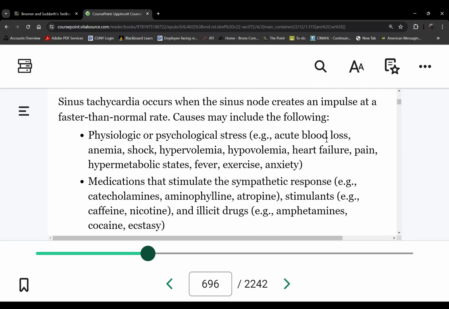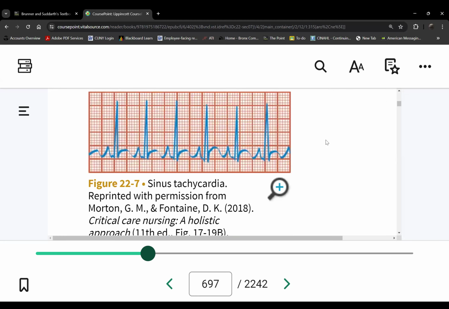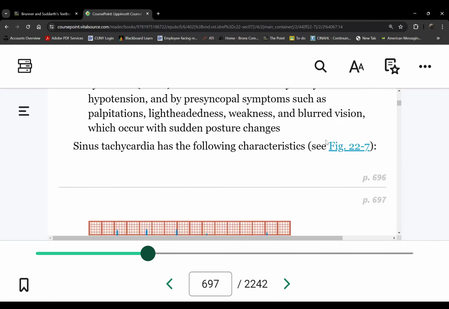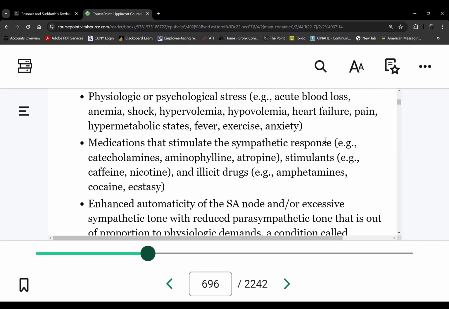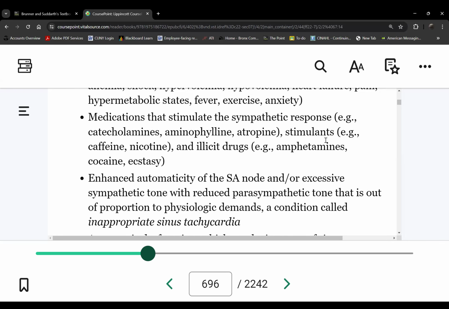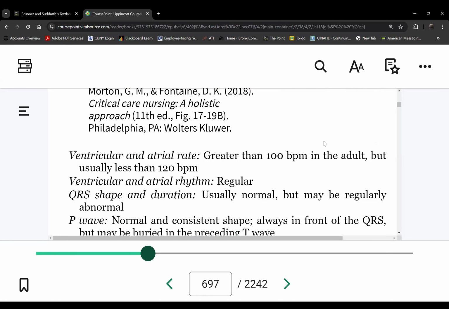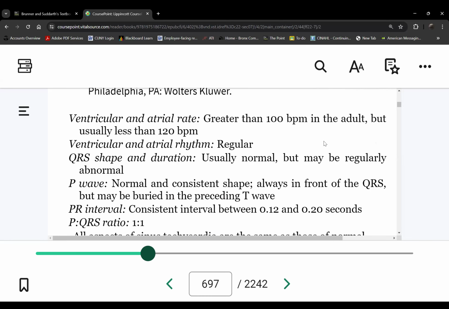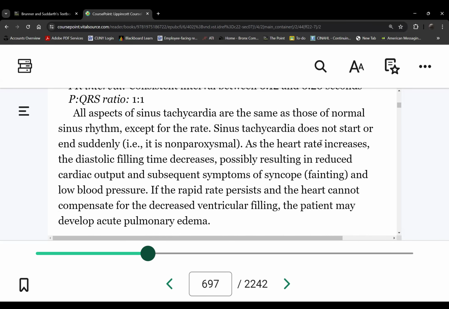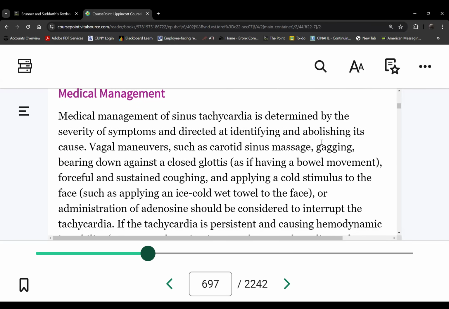Let's go to sinus tachycardia. Same 5 questions. What does it look like? There you go. What are the causes? There you go. Long list of causes, again including medications. Signs and symptoms? Depends again. If the patient has symptoms, then they will be signs and symptoms of what again? Low cardiac output. Go straight to management. So how do you treat it?